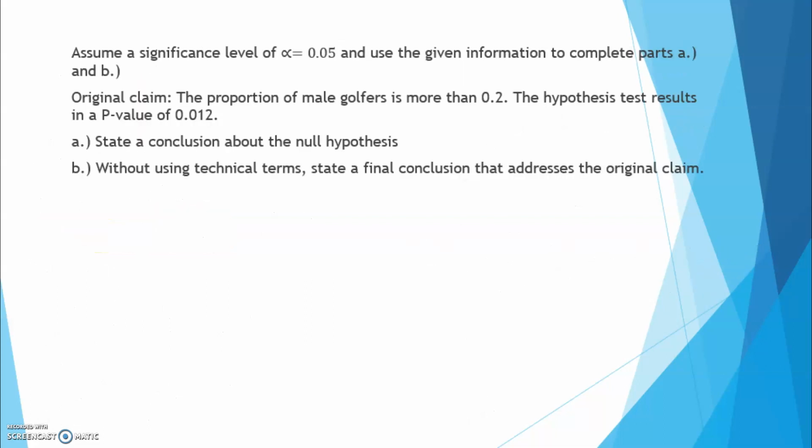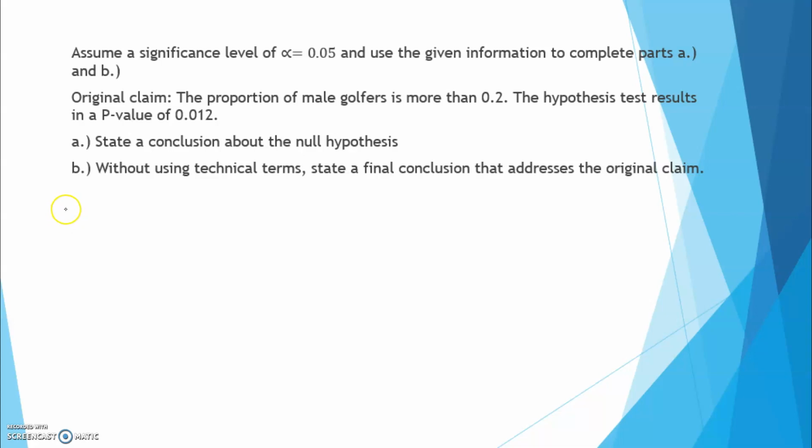Assume a significance level of alpha 0.05 and use the given information to complete parts A and B. The original claim is the proportion of male golfers is more than 0.2. The hypothesis test results in a p-value of 0.012. State a conclusion about the null hypothesis.